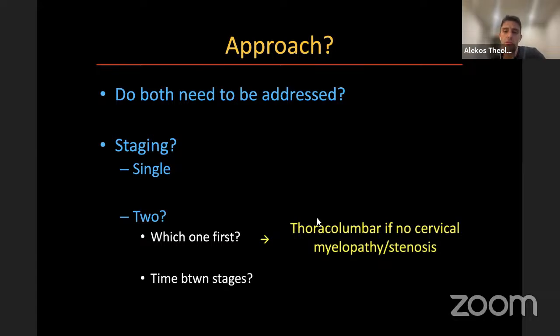So just briefly, in my opinion, if we were to stage this, I prefer to do the thoracolumbar first, especially if there's no cervical myelopathy or stenosis, and I'll give you a reason shortly. And then time between stages, especially with these long instrumented fusions and deformity corrections, patients need a little bit more time to recover. I'd say minimum 3 months, if not 6 months between stages.